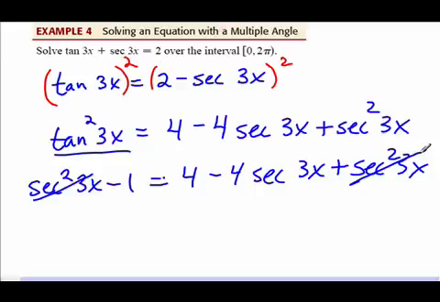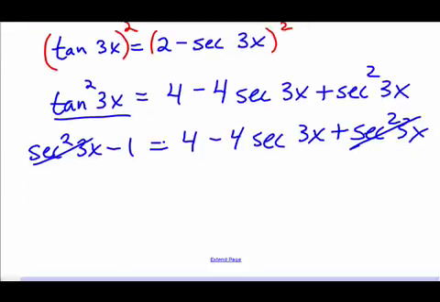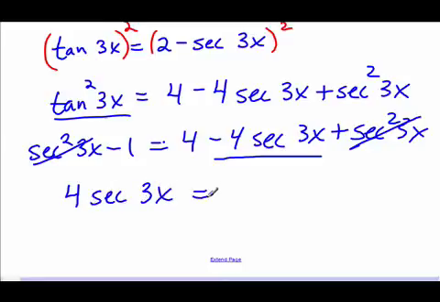So let's get the 4 secant 3x isolated. I'm going to grab this term, and to make the negative positive, I'm going to pull it to the left-hand side, giving us 4 secant 3x equals, add 1, we get 5.